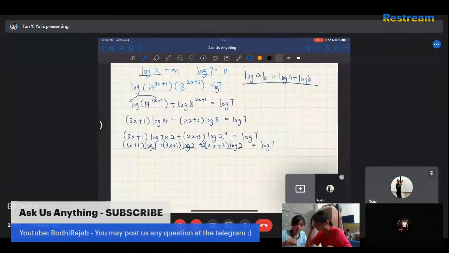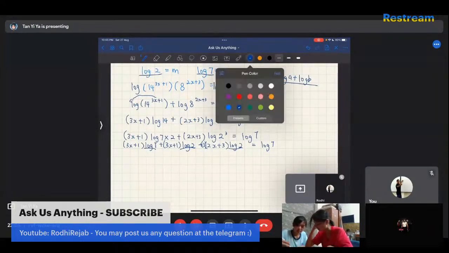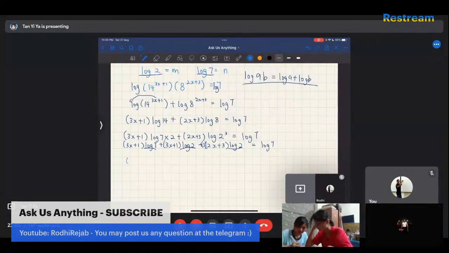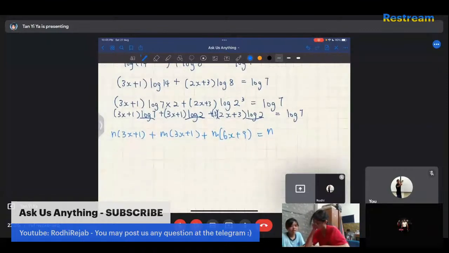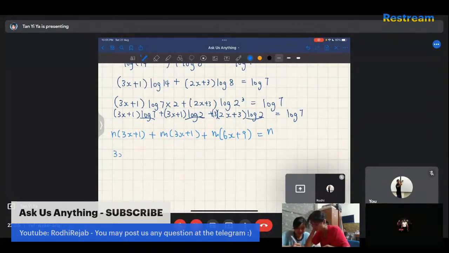So now substitute it as m and n. I prefer to have 3x plus 1 in front. Then do this first: 6x plus 9 times log 2, substitute m in it, equals to n. Now expand it.